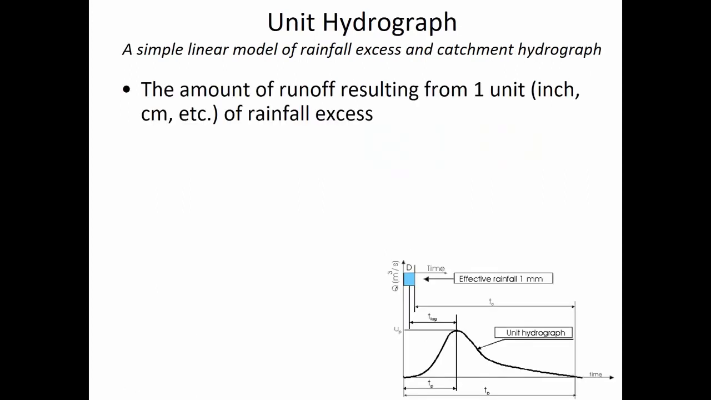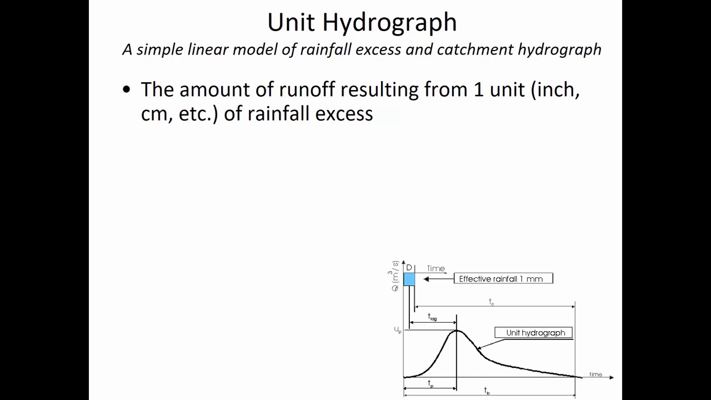And the simplest way to do that is with the unit hydrograph model. So it's a linear method of scaling the runoff, starting with an effective unit of rainfall. And so here it's in terms of a millimeter. You could say, for a millimeter of rainfall excess, what does the hydrograph look like? You could do it for a centimeter. You could do it for an inch.